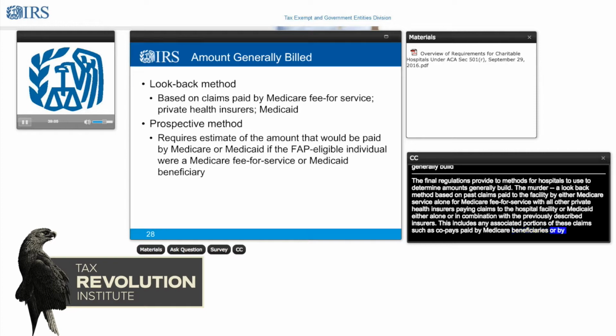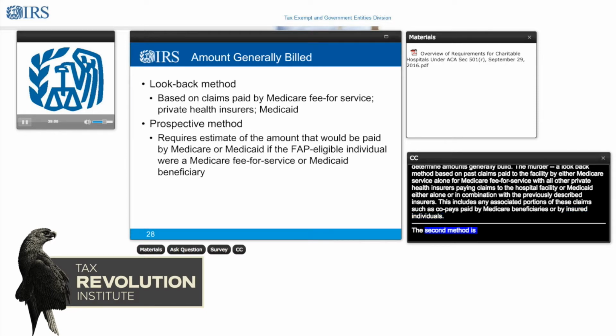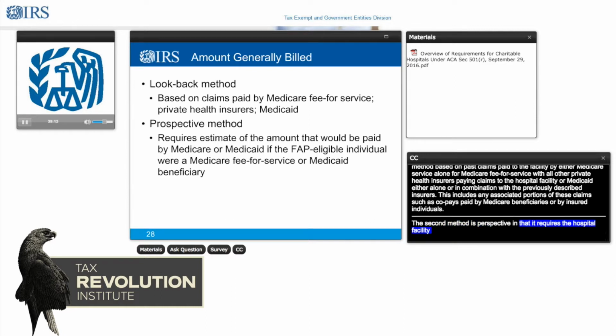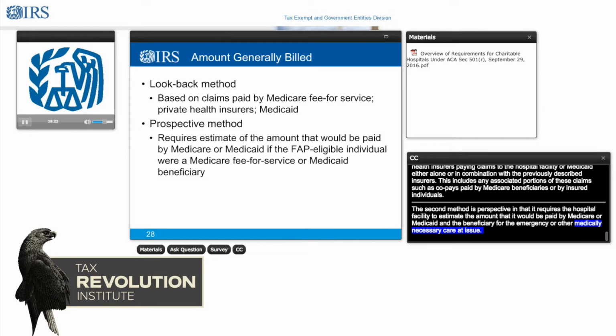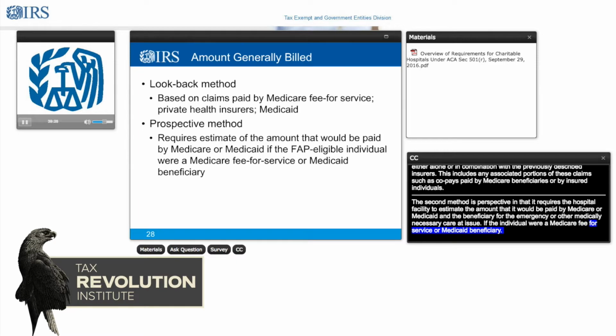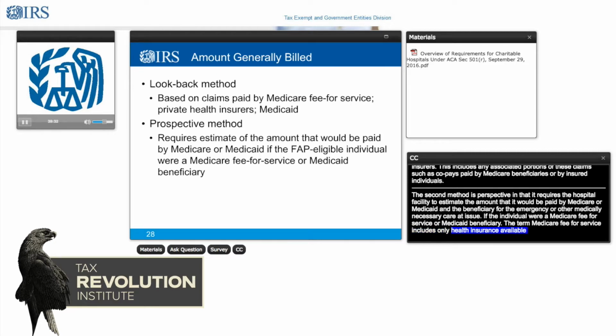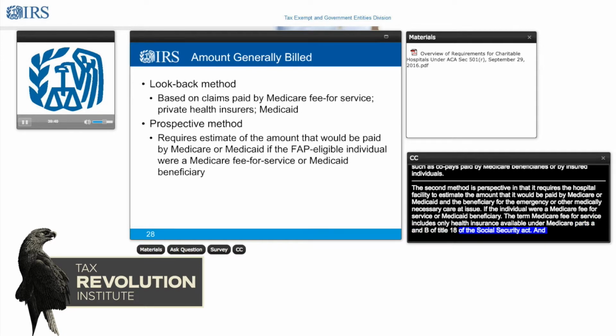The second method is prospective in that it requires the hospital facility to estimate the amount that it would be paid by Medicare or Medicaid and the beneficiary for the emergency or other medically necessary care at issue if the individual were a Medicare fee-for-service or Medicaid beneficiary. The term Medicare fee-for-service includes only health insurance available under Medicare Parts A and B of Title 18 of the Social Security Act, and not health insurance plans administered under Medicare Advantage.